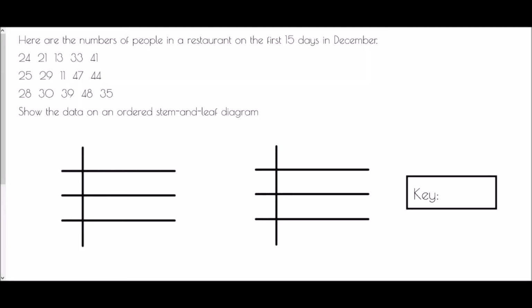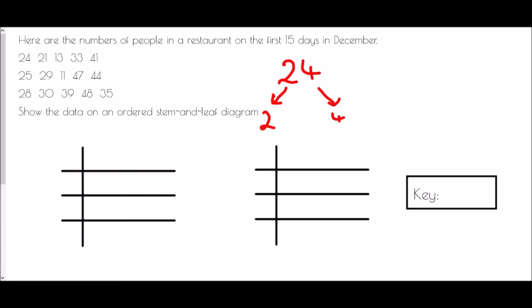Okay, so we are first told that here are the numbers of people in a restaurant on the first 15 days in December. Show the data on an ordered stem and leaf diagram. Well, the question is, what does stem and leaf actually mean? Well, what it means is that each of the numbers that we start out with, so 24, we're going to split it into a stem, which in this case is going to be the tens, and a leaf, which is going to be the units.